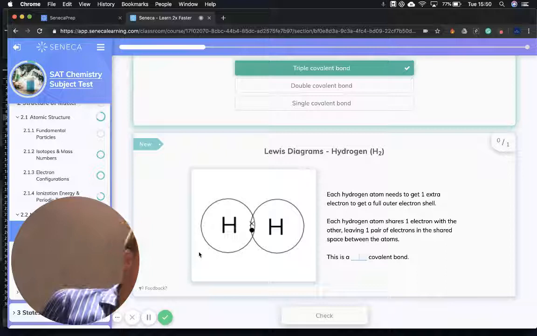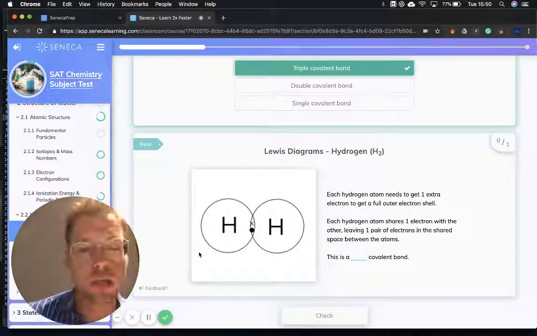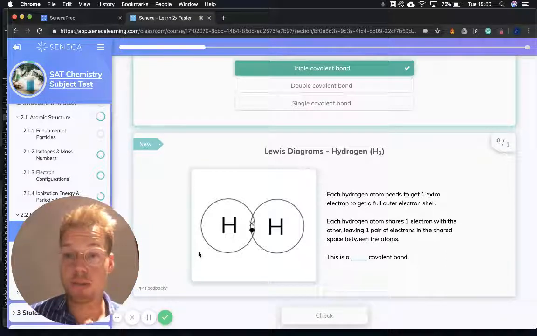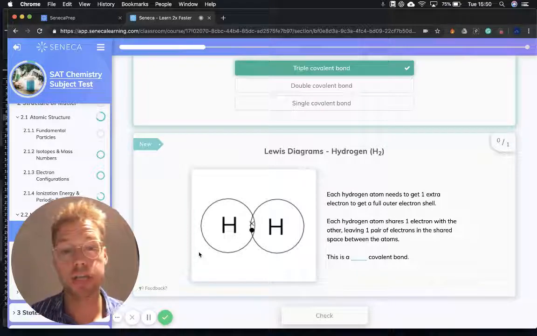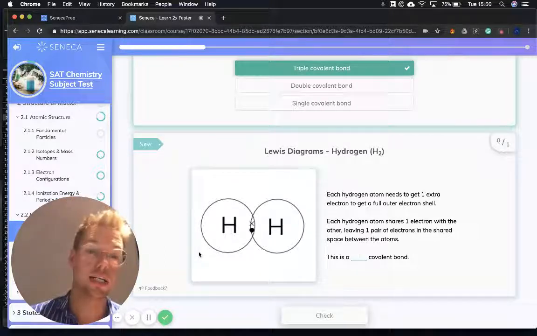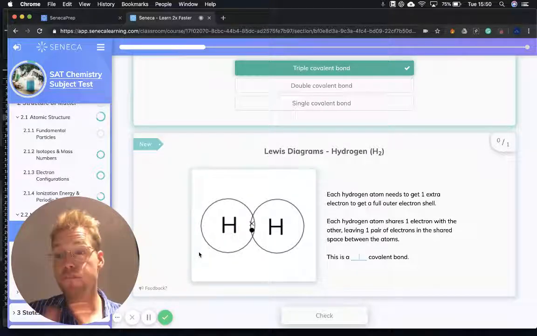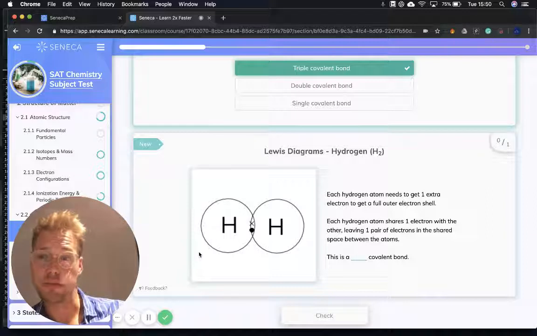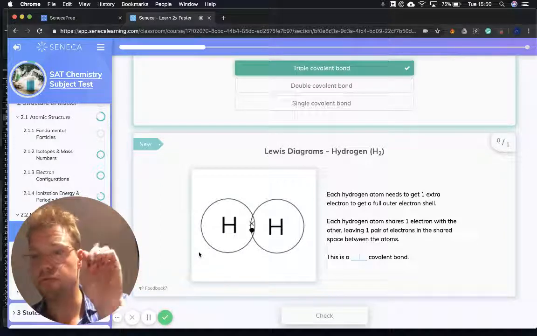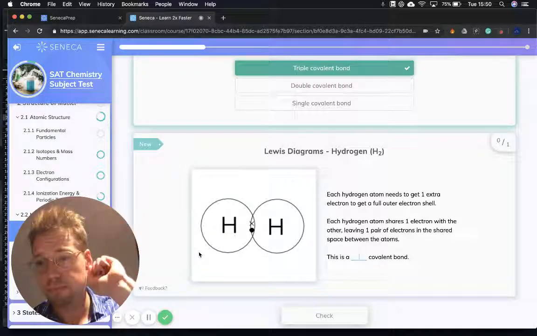Something to remember. So, Lewis diagram for hydrogen, H2. Each hydrogen atom needs to get 1 electron to get a full outer shell. Remember that the first electron shell can only hold 2 electrons, so we don't use the octet rule there. We just use the doublet rule. It might not be called the doublet rule. Don't quote me on that.